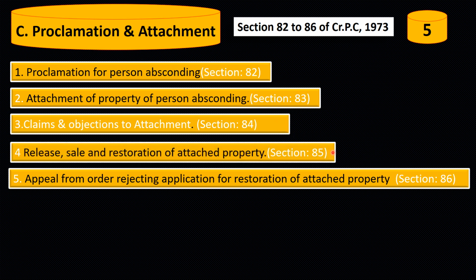When a court attaches the property, or when a claim has been rejected or accepted, or whatever the case may be, the attached property can be sold, resold, and restored. Section 85 says about such things. And in the end comes the appeal from order rejecting an application for restoration of attached property under section 86, attached property which the court has ordered for.